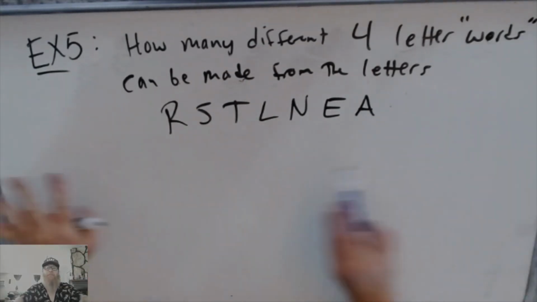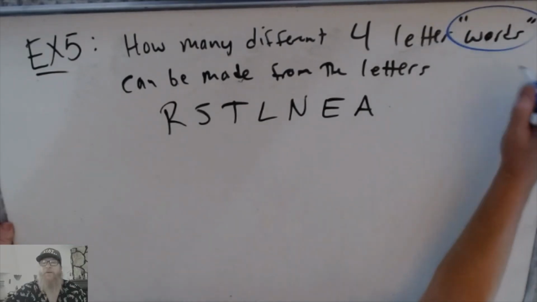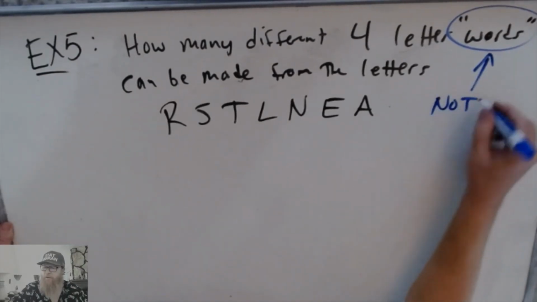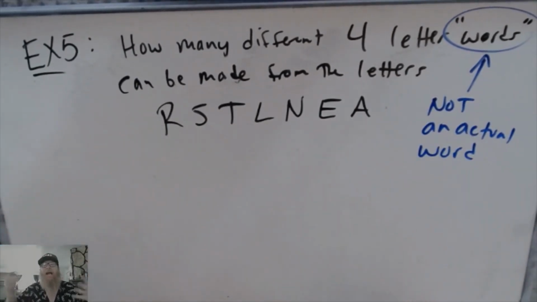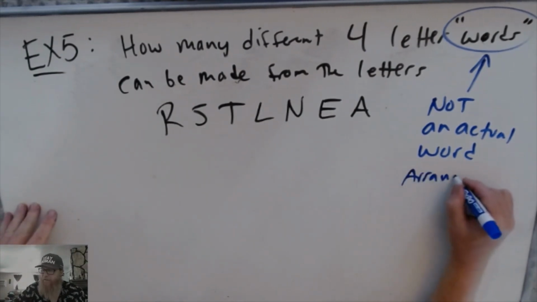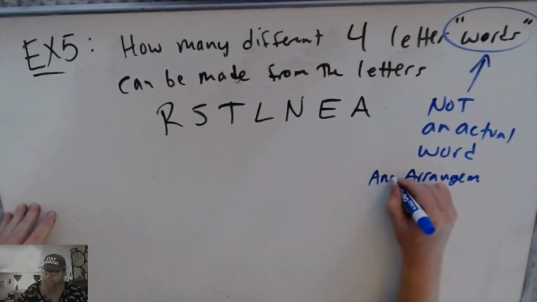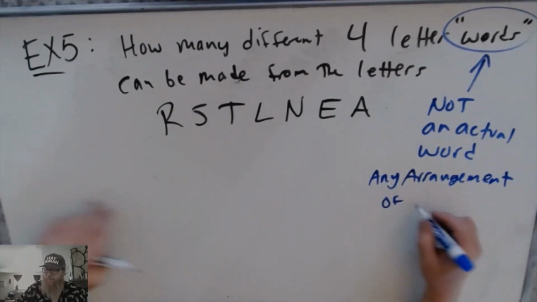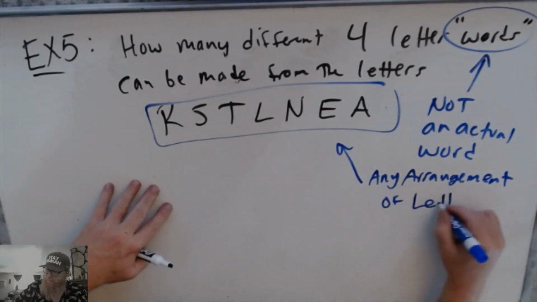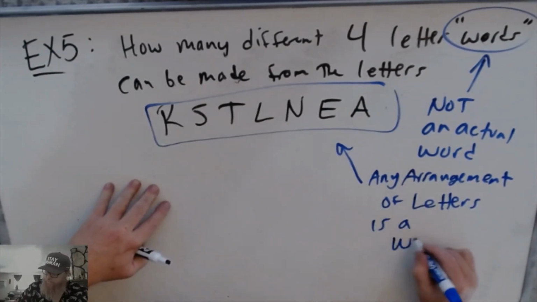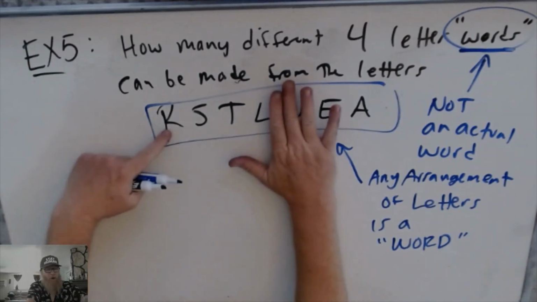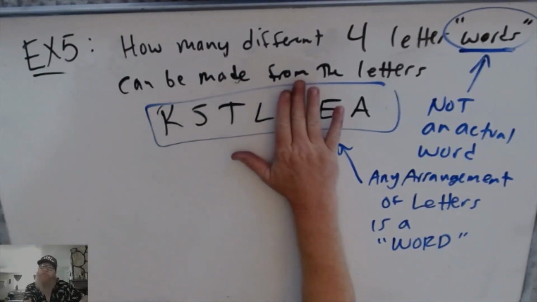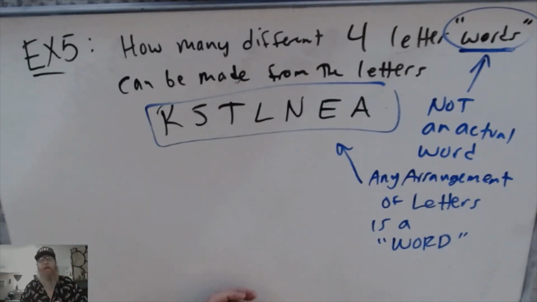And then a quick vocabulary. When I say words, it does not have to be an actual word. In math, when we say a word, we just mean an arrangement of letters. So in math, we have a much looser definition of what it means to be a word. So for example, RSTL, that's 4 letters. That's definitely a word, even if it doesn't actually spell a word.